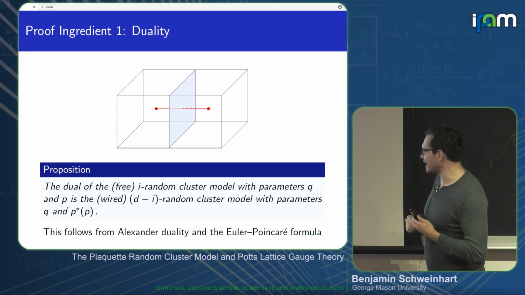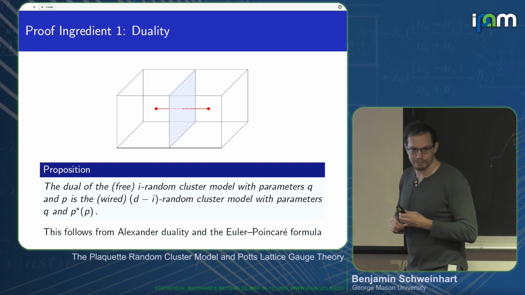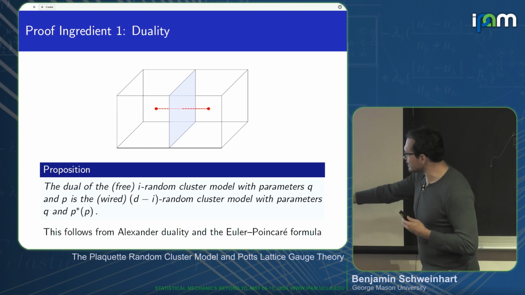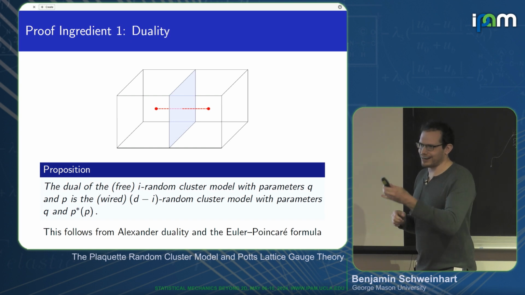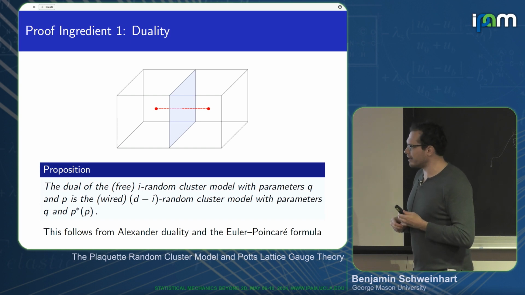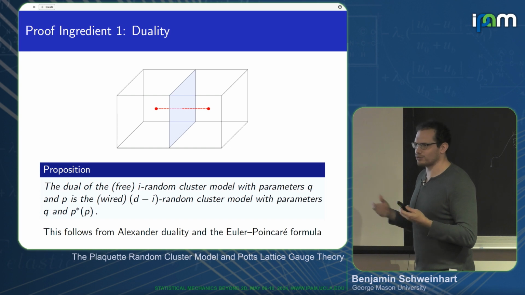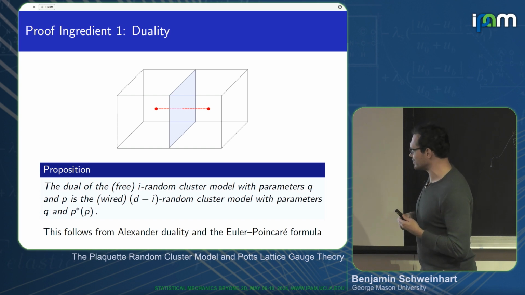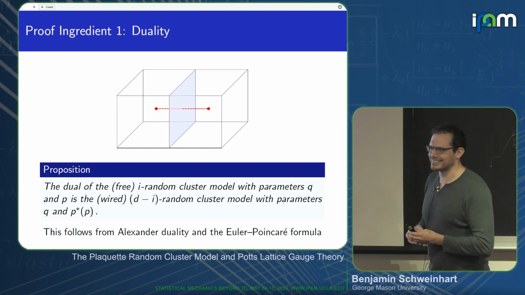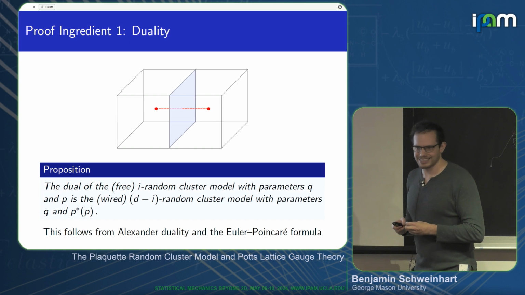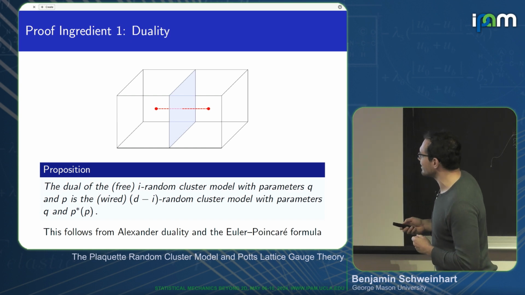And then using Alexander duality and the Euler-Poincaré formula, some facts from algebraic topology, you can show that they are in fact dual. That's what first led me to this model: I was working on homological percolation with Paul, and I noticed that to get this to work, we can just use Alexander duality and the Euler-Poincaré formula to prove homological percolation for this other model. So that led us to this whole line of research, realizing this duality here.